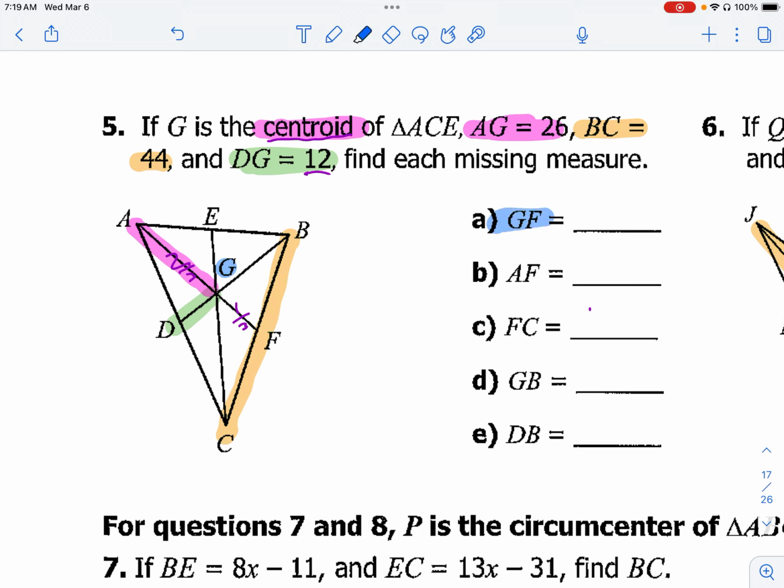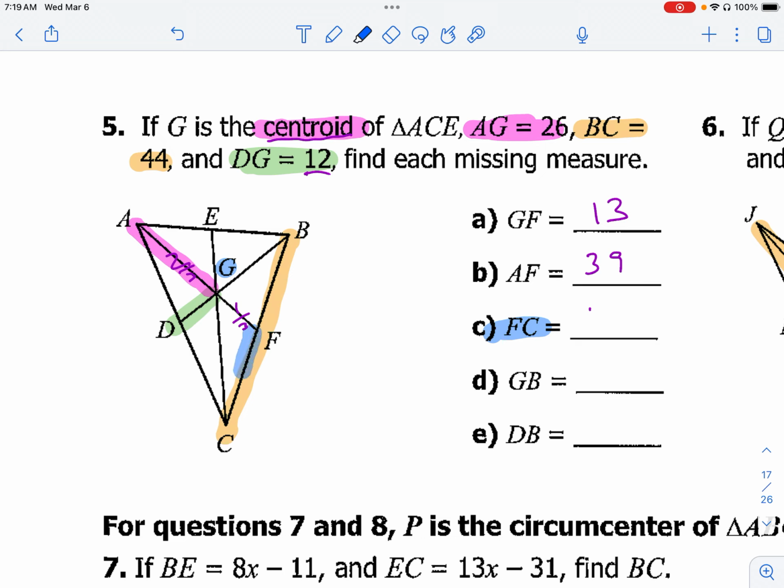So let's start with GF. GF is here, and if AG is 2/3 and GF is 1/3, GF is going to be 1/2 of AG. AG is 26, so GF is 13. And AF, which is the whole distance, is going to be 13 plus 26, or 39.